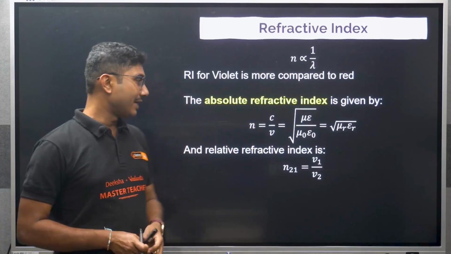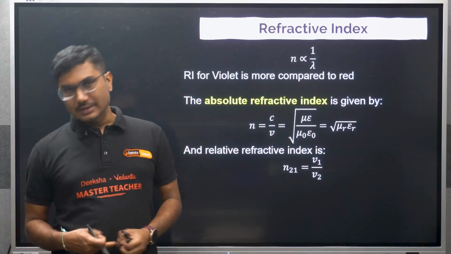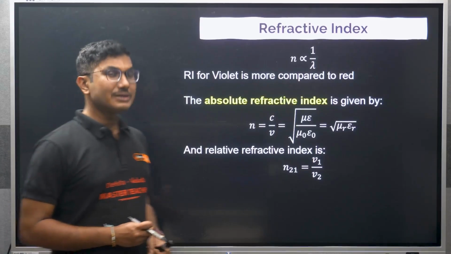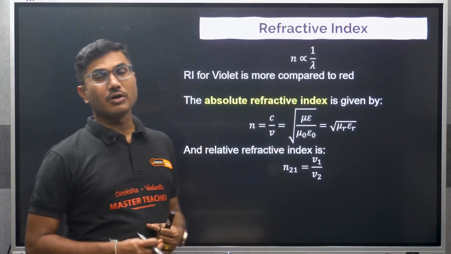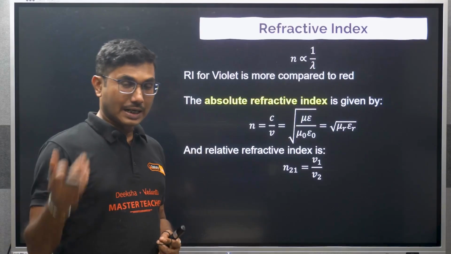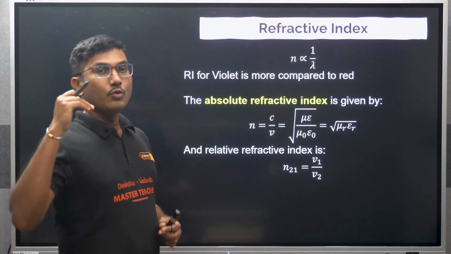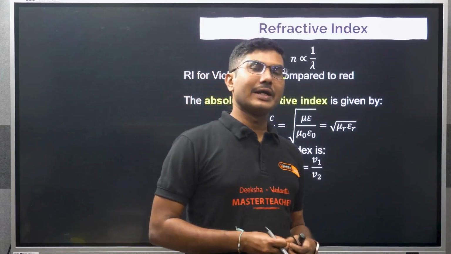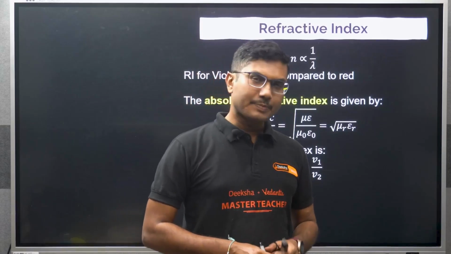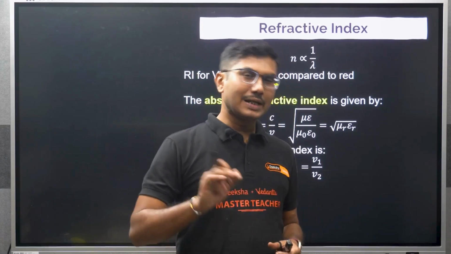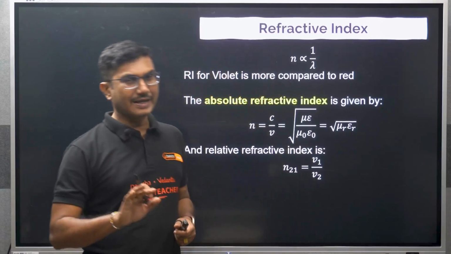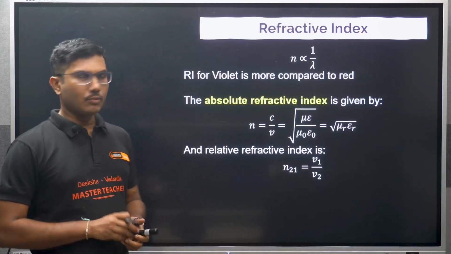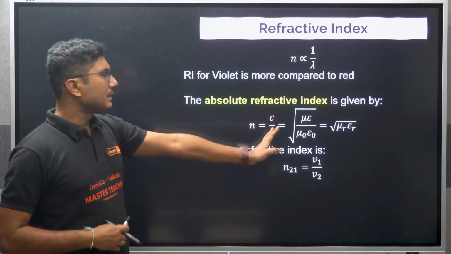Relative refractive index can be less than 1, because relative refractive index depends on which medium the ray of light is traveling from and to. For example, the relative refractive index of air with respect to water can be less than 1. It cannot be negative, but it can be less than 1. Okay, that is a small derivation.